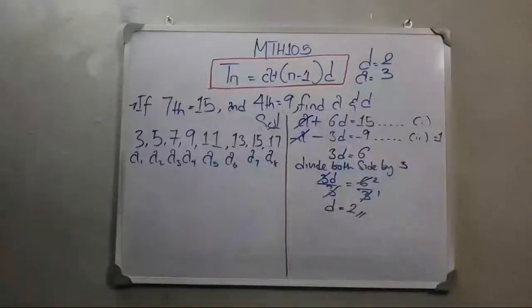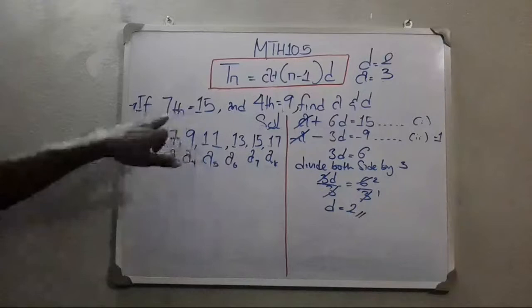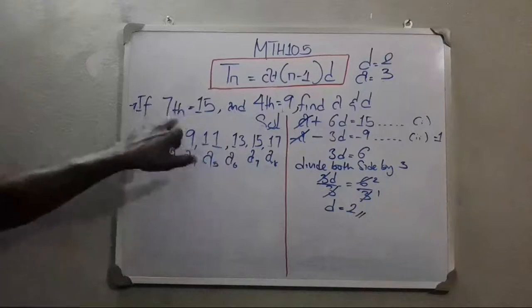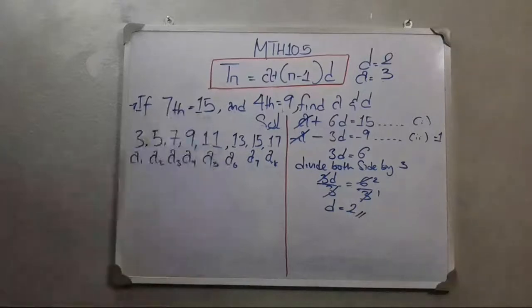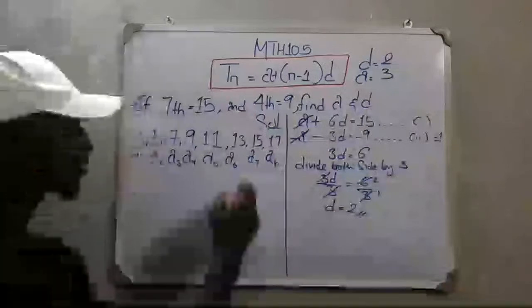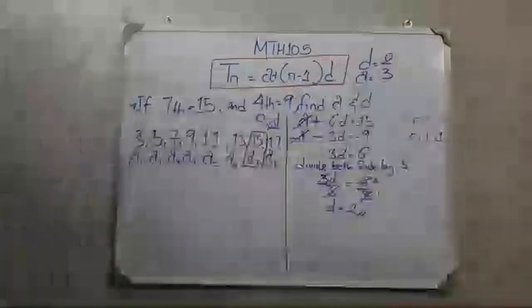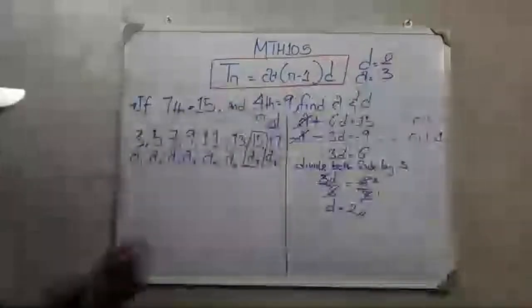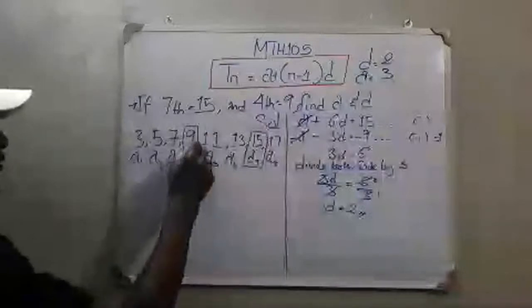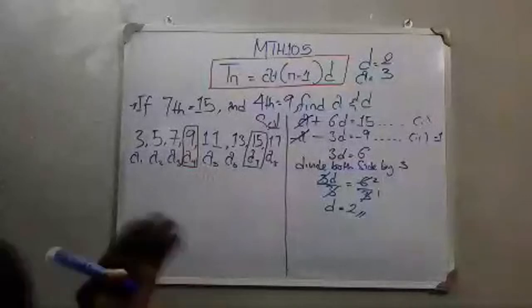Just to confirm our calculation, they say here if the 7th term is 15. Now let's check. Is our 7th term 15? Correct. And our 4th term 9? Correct. That means our calculation is absolute.